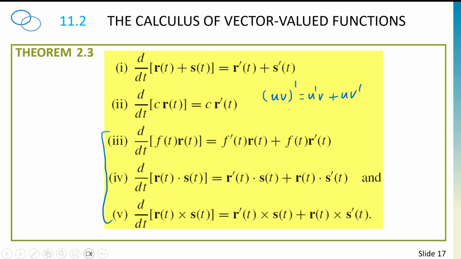But every time you consider the operation. So if this is a dot product, I'll use the dot product. If this is a cross product, I'll use the cross product. It's easy to just use this formula for the product rule for differentiation.